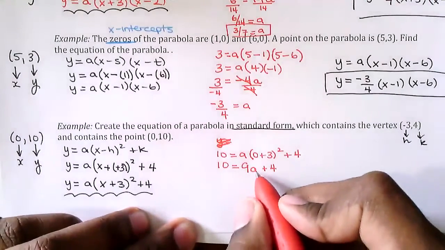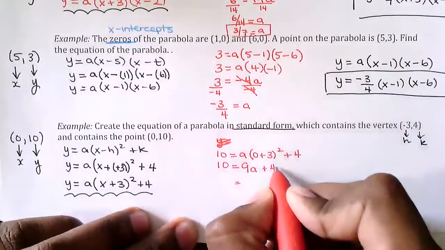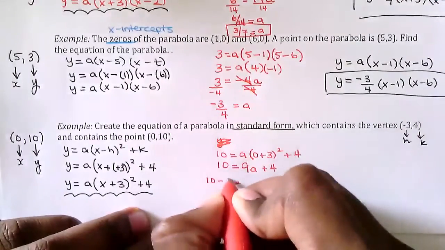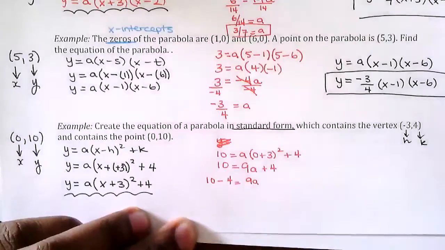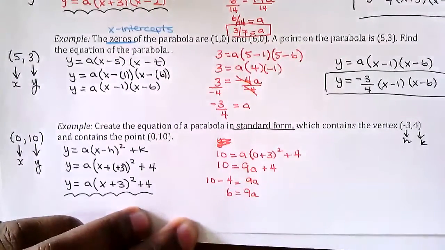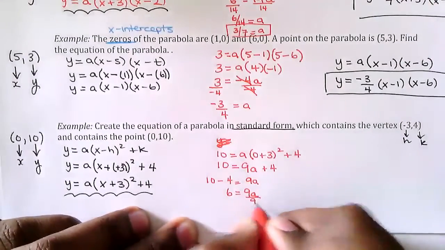I'm trying to isolate for the a because I want to find the specific member of this family. So the first thing I'm going to do is move the 4 over. When I move it over, it becomes -4. So I have 6 is equal to 9a. And then to isolate for the a, I'm going to divide both sides by 9.